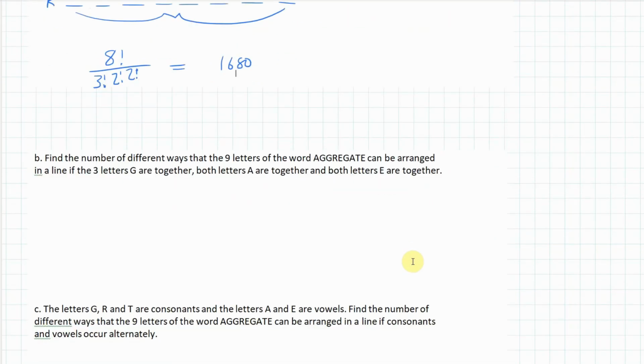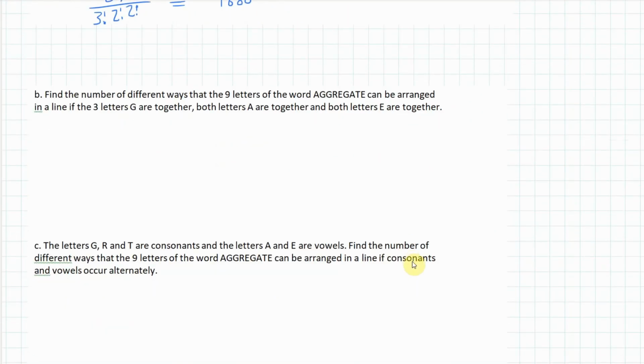Now the next one, we've got to find the number of different ways that the 9 letters of the word aggregate can be arranged in a line if the 3 G's are together. So G, G, G. We treat that as like one thing. And then both the A's are together, so they're going to be combined. And then the E's are together.